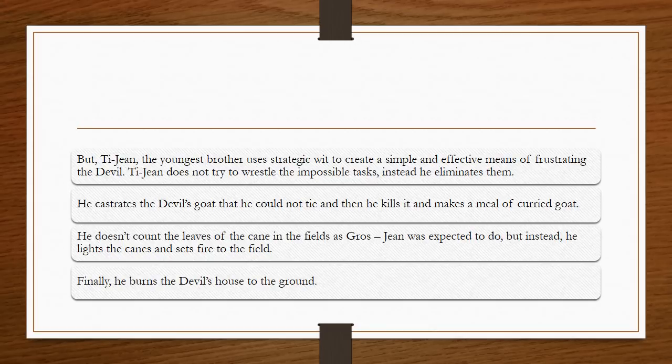You see, it's the youngest brother who uses his strategic wit to create a simple and effective means of frustrating the devil. Ti-Jean does not try to wrestle the impossible task. He doesn't take them head on as his brothers would have done, with anger, frustration, and with that thought of knowing exactly what to do. Instead, what he does is that he eliminates his problems. He castrates the devil's goat, so that he could not tie it. Then he kills it. And to add humor to the serious issue, Walcott shows that Ti-Jean actually makes a meal of curried goat from the goat that his brothers earlier could not capture.